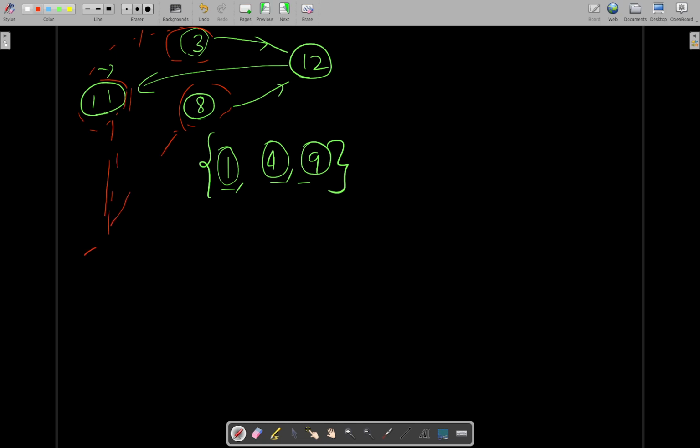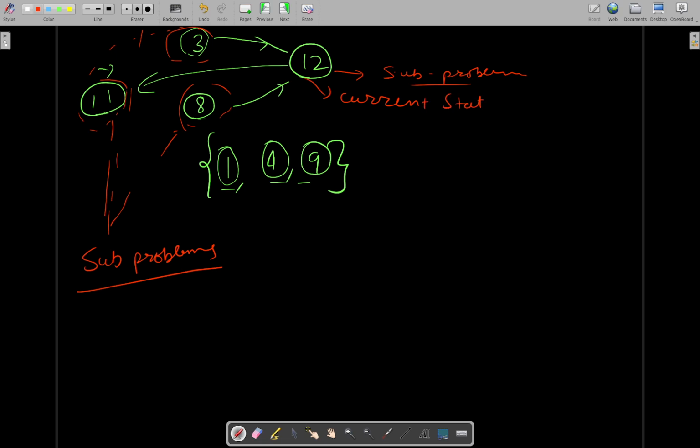Okay, and this is also a subproblem, or you can say a bigger subproblem than these. So this is your current state. Okay, and these can be your previous states which could have led us to 12. Okay, so these are your previous states.